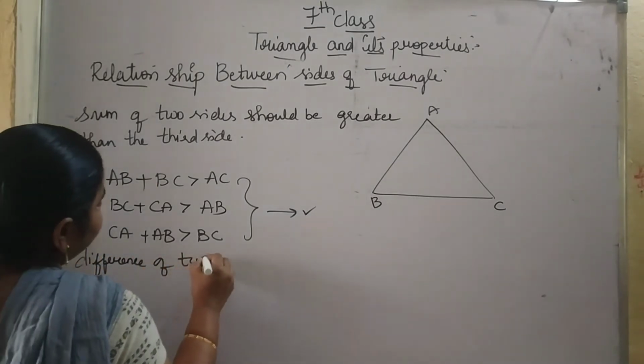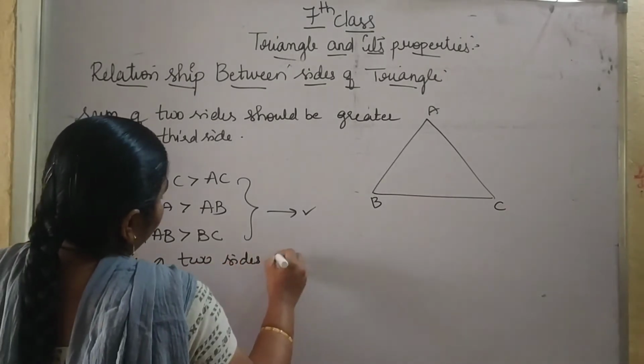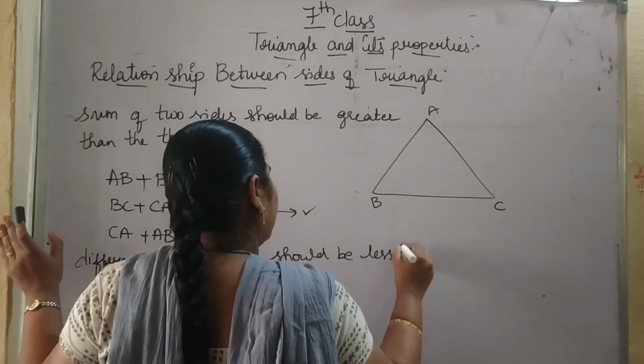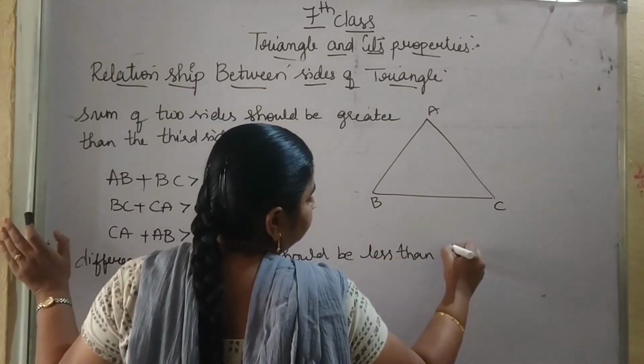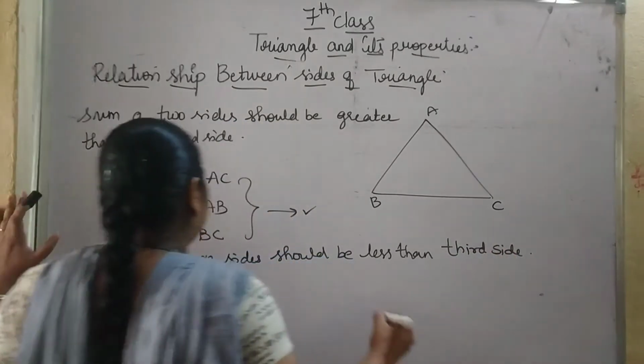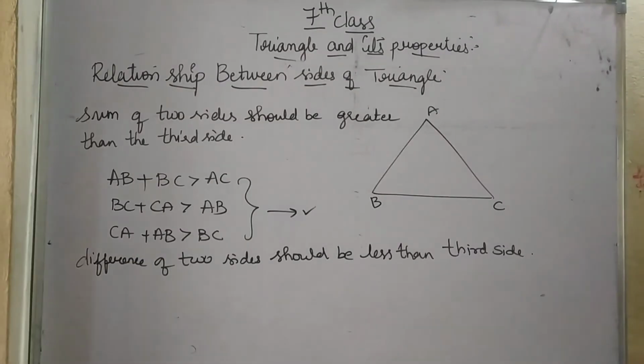Difference of two sides should be less than the third side. So what is the condition? Difference between two sides should be less than the third side.